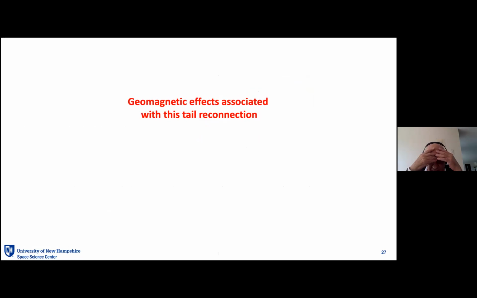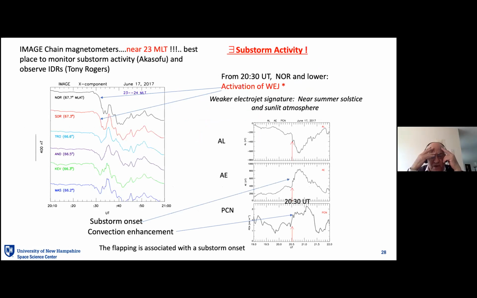One of them is over there. People have always tried to associate, or to see if, the flapping is related to geomagnetic activity. So here we have a look, in particular, at substorm activity. The takeaway message at the bottom here: our flapping is associated with a substorm onset. It is also the only substorm in the summer. Let us see how this goes.